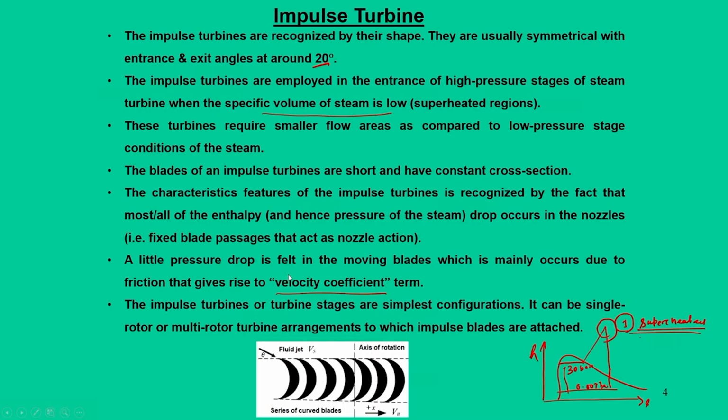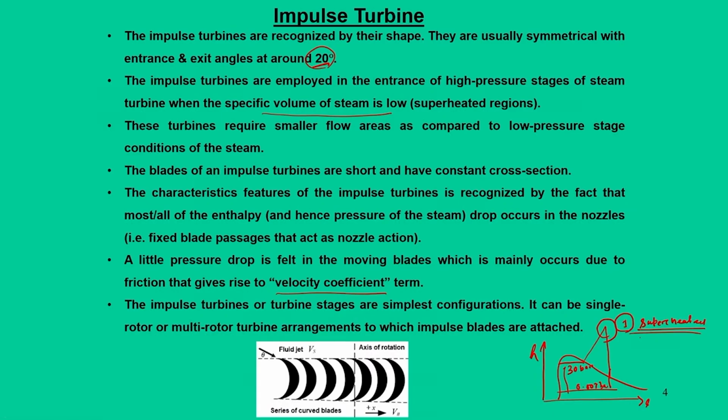in the power. However, this term is quite low, as we have seen in the last problems. So maximum velocity recovery is possible, because as long as you are maintaining this nozzle angle of 20 degrees and the flow deflection angle close to 180 degrees, this velocity coefficient term will be as minimum as possible. The impulse turbine stages are very simple configurations as compared to other configurations.